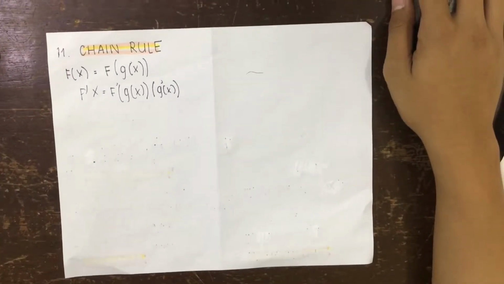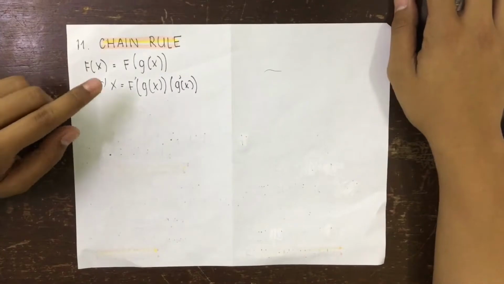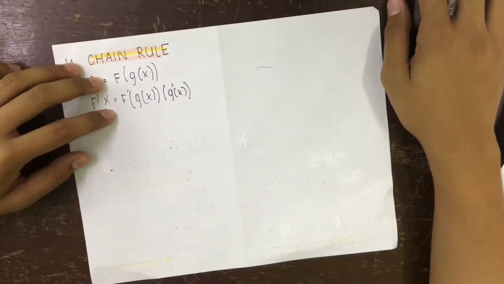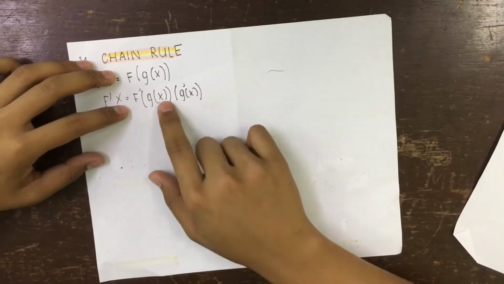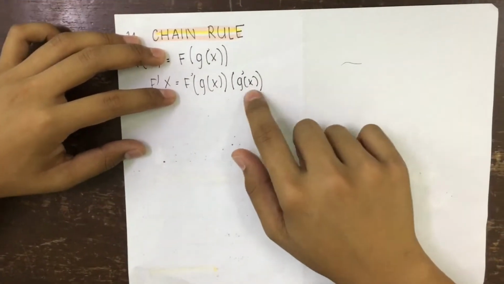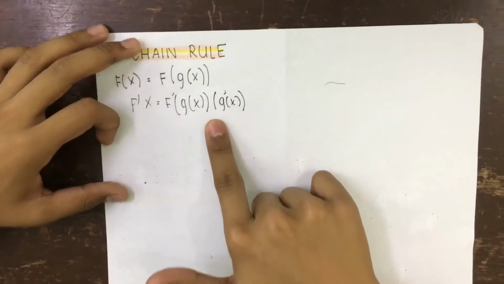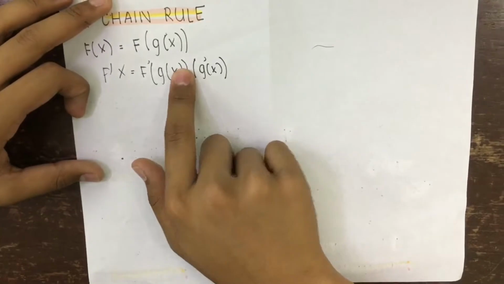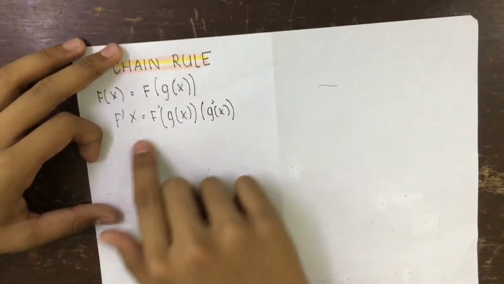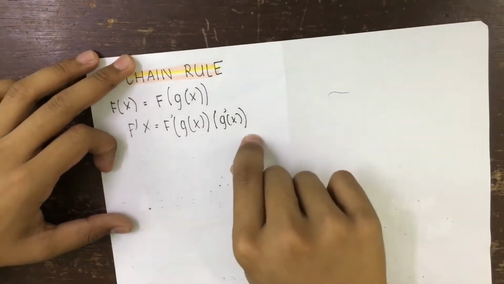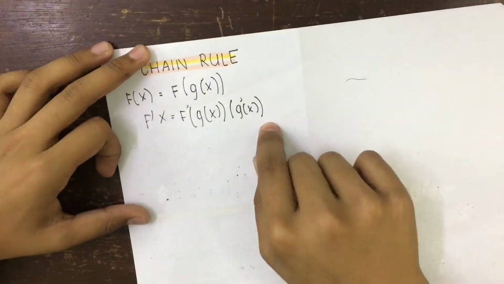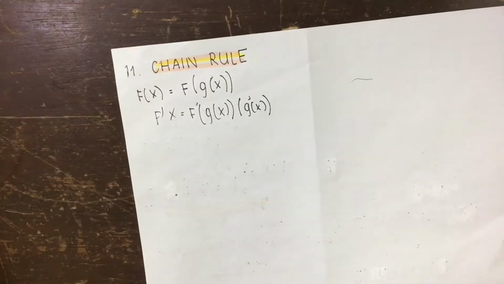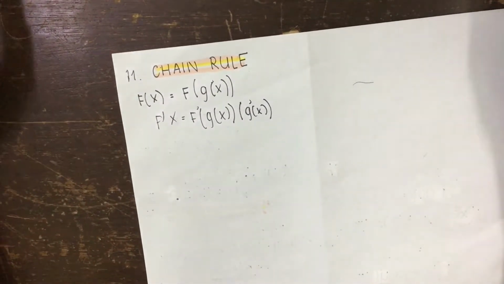For our last rule is the chain rule. If we have a function equal to f of g of x, then f prime of x is equal to the derivative of f of g of x times the derivative of g of x. This just simply means that if we have a function inside a function, we just have to multiply the derivative of the outer function into the derivative of the inner function. And then your solution goes on. So let us give you an example that applies these rules.